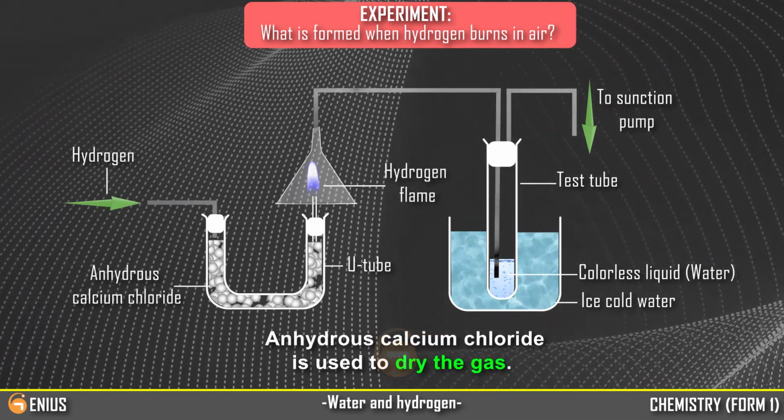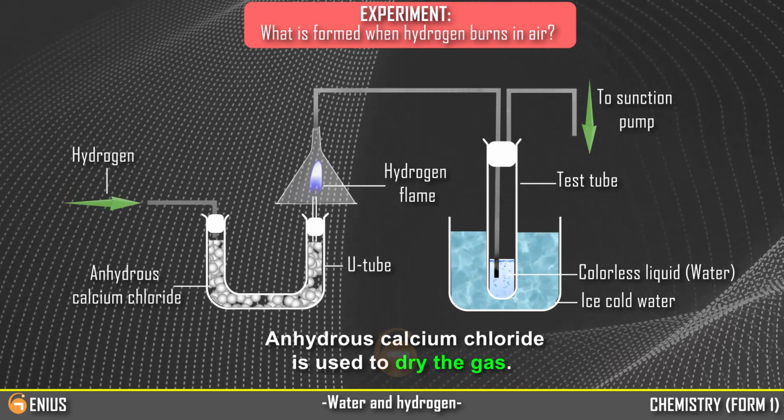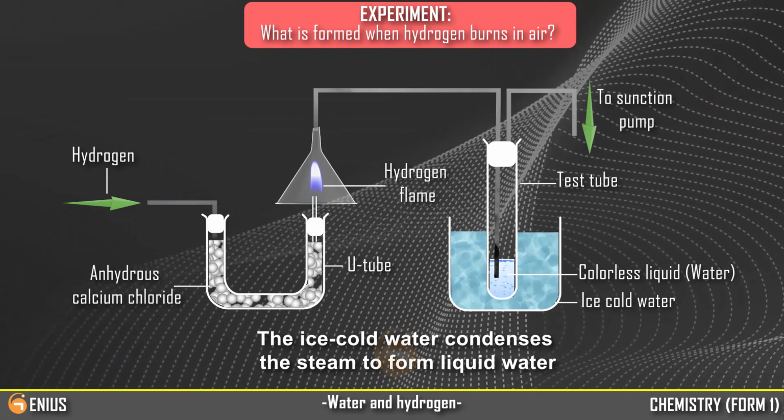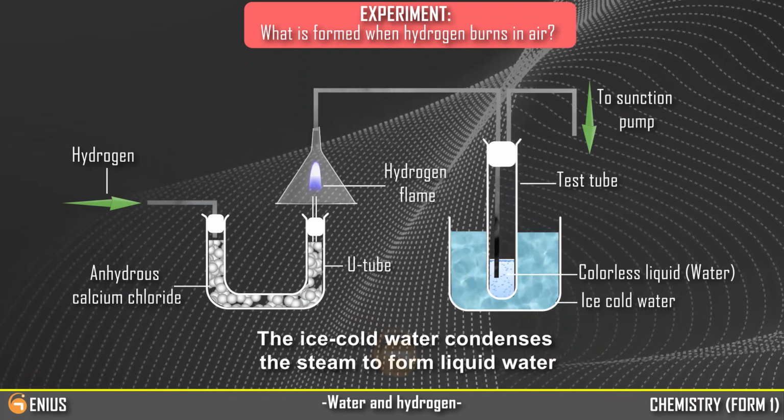Anhydrous calcium chloride is used to dry the gas. The ice-cold water condenses the steam to form liquid water.